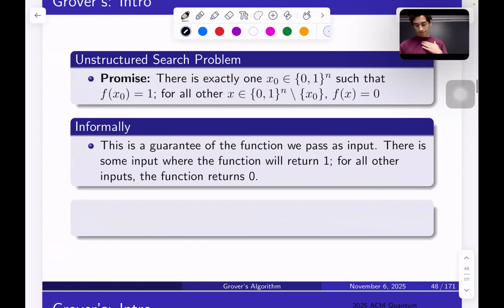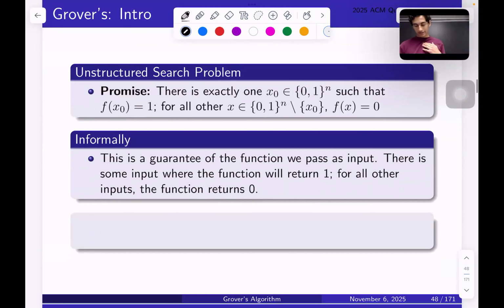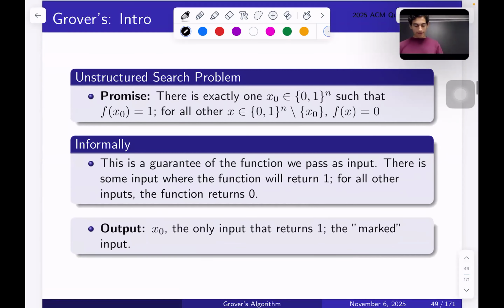Again, there's some input that the function will return 1 on, and for everything else it's a 0. But the output is that secret string where the output's 1. So it's like a marked input. Does that make sense? The problem that the algorithm's trying to solve?